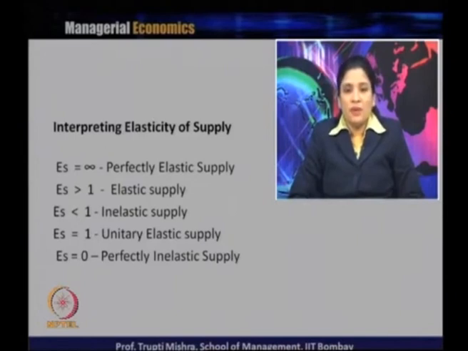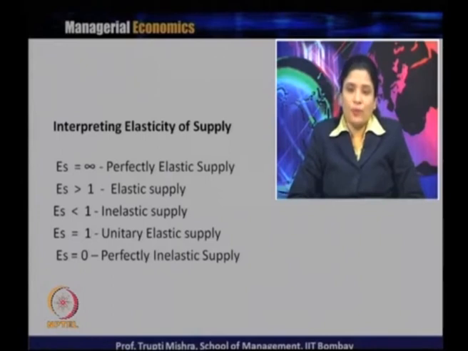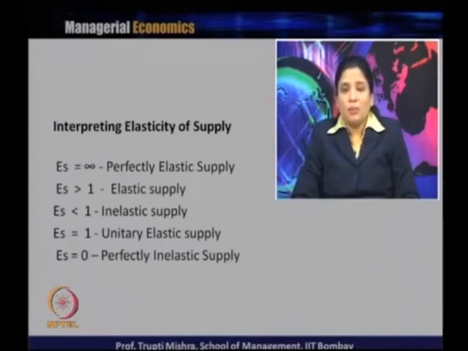If elasticity of supply is less than 1, this is the case of inelastic supply, what we just discussed before in this typical slide. Then if elasticity of supply is equal to 1, this is unitary elastic supply. In the case of unitary elastic supply, the percentage change in the quantity supplied is exactly equal to the percentage change in the price. That means a 2% change in the price leads to exactly a 2% change in the quantity supplied.